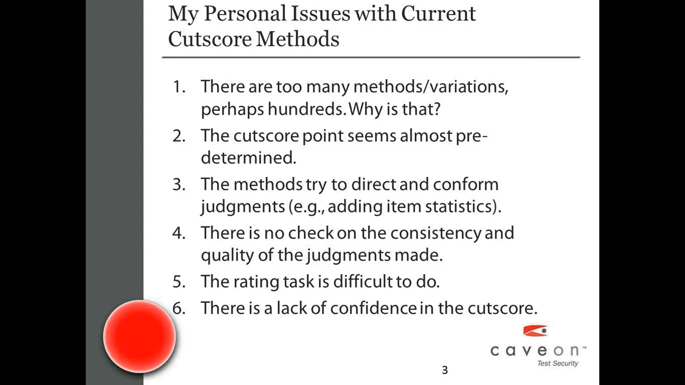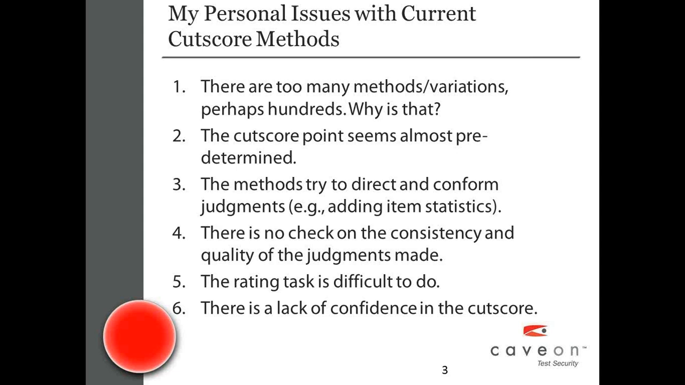And maybe number three is an answer to it. The methods, the modifications of the methods, they try to direct and conform judgments. You add item statistics, you provide feedback to the raters, you have discussions among the raters. I've seen a dominant rater in a discussion certainly take over and almost require all the other raters to conform to his way of viewing the task. I've always been uncomfortable with that, and it's done in the sense of adding more information and helping the raters, but I think it maybe does more harm than good.